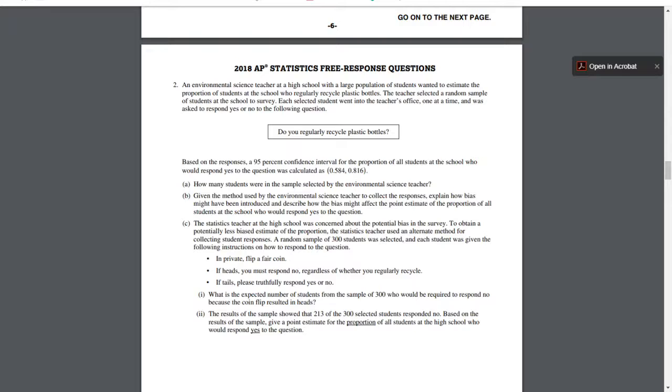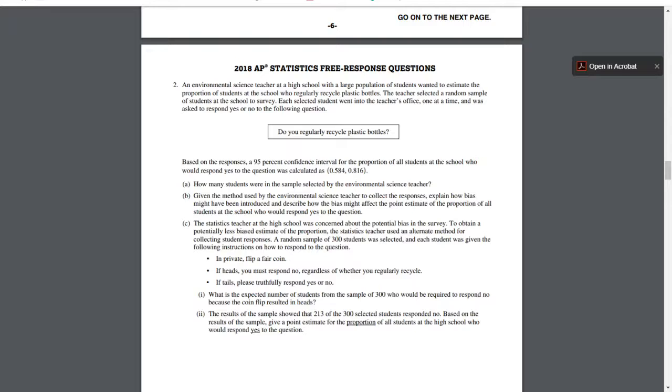Each selected student went into the teacher's office one at a time and was asked to respond yes or no to the following question. Do you regularly recycle plastic bottles? Based on the responses, a 95% confidence interval for the proportion of all students who would respond yes was calculated as 0.584 to 0.816. Question A. How many students were in the sample selected by the environmental science teacher?